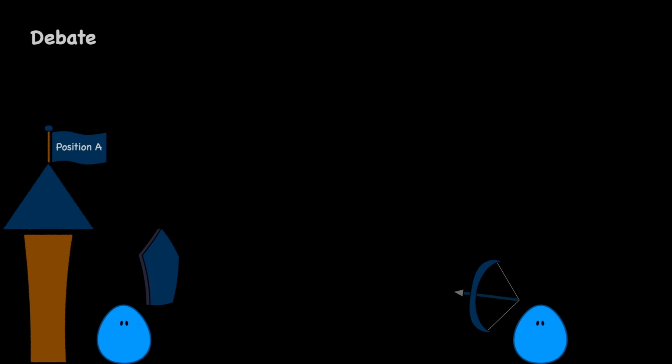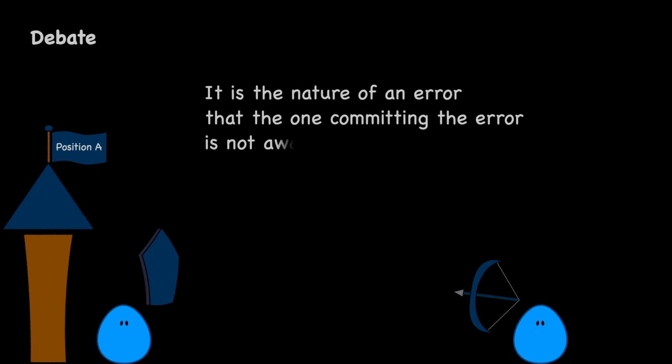For you see, it is the nature of an error that the one committing the error is not aware of it. Otherwise, the honest person would not be making it.